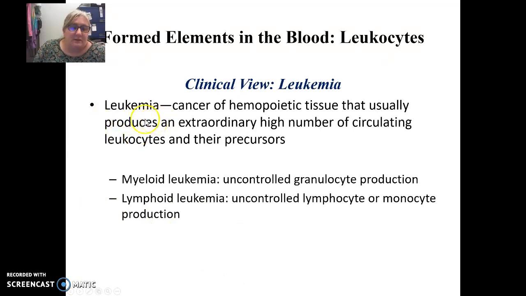So one of your clinical views is leukemia, and this is cancer of the stem cells that produce leukocytes. There are two types. We have myeloid leukemia, which is uncontrolled granulocyte growth, and then lymphoid leukemia, uncontrolled lymphocyte or monocyte production.